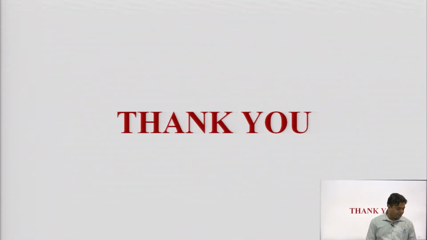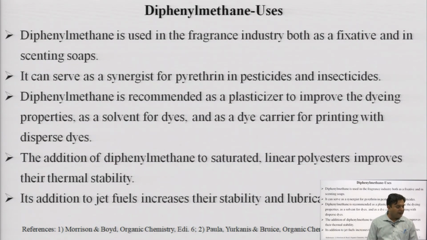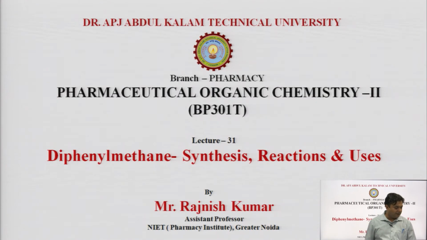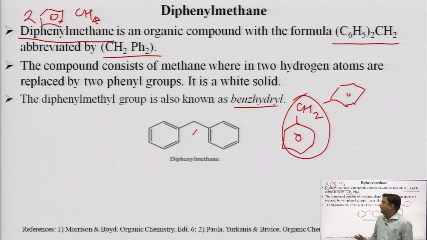So, this is all about diphenylmethane. In summary, I am just going to summarize the lecture. As you can see, the structure of diphenylmethane, as the name suggests, diphenyl means two phenyl groups, which are joined by a methylene group. So, as you can see there, two phenyl rings means CH2(C6H5) whole twice. This is the molecular formula of diphenylmethane.